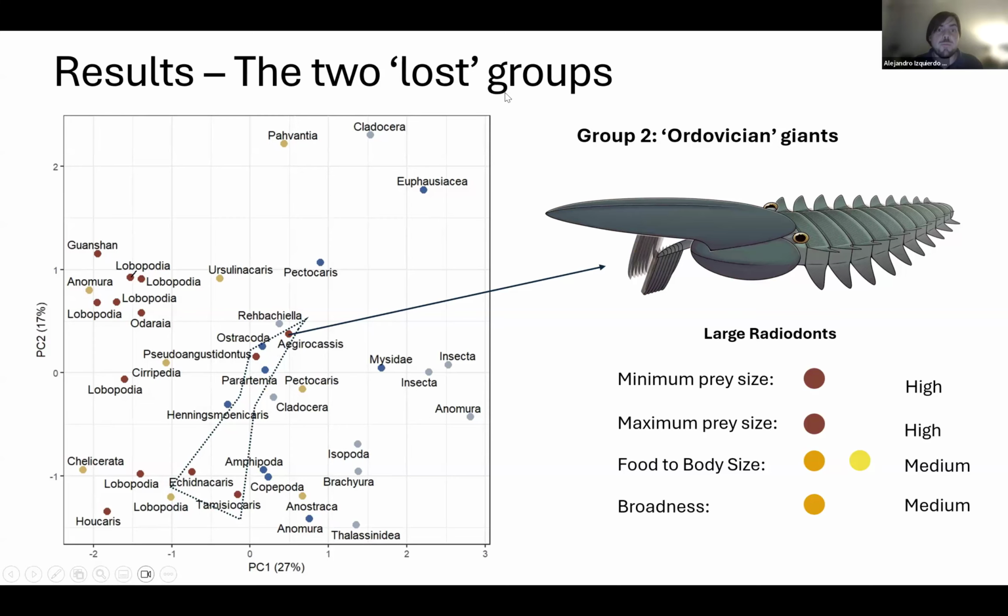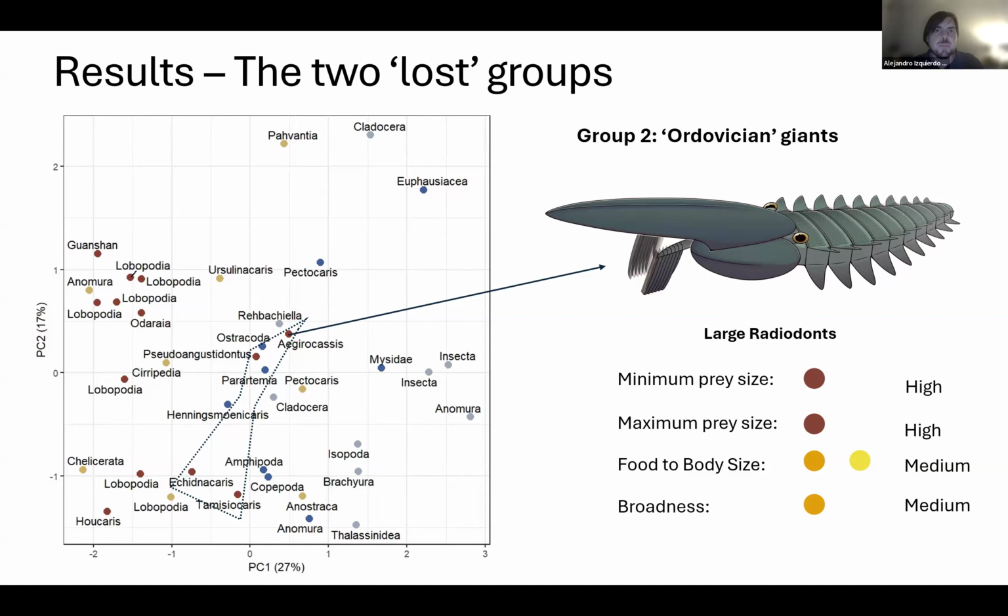And the other group that we have found are these Ordovician giants. What happens during the Ordovician is that some of these arthropods reach really, really high body sizes. Some of them were even around 2 meters in length. So these Ordovician giants are a little bit different in their physiological requirements. For example, you have a medium prey to body size relation and a medium type of broadness. So these are the two main groups that we have lost. And one of the ideas is whether these are related, in terms of niche, to modern whales, for example. Sometimes in the fossil record, we call them the whales of the Ordovician.